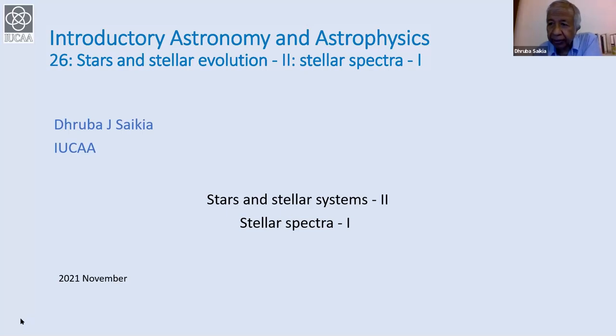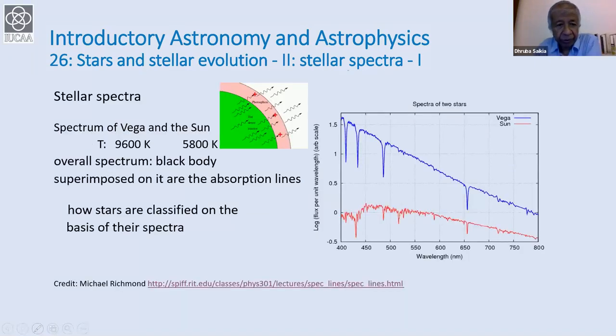We'll have a brief look at stellar spectra now. Let me first show you just a spectrum of Vega and the Sun. We met Vega while talking about the calibration of magnitudes. Vega was assigned zero magnitudes in the different filters. And of course, the Sun, you're all too familiar with.